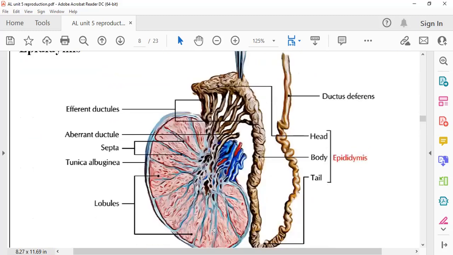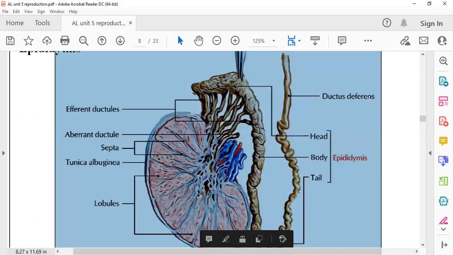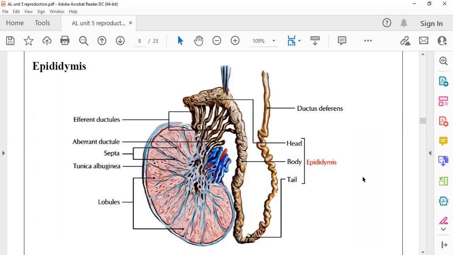Right. Now, it is time to discuss the epididymis. Can you see the epididymis in this picture? Yes, sir. It is the epididymis pointed here. There are three parts in the epididymis. What are the three parts? Head, body, tail. But I don't know whether it is mentioned to you in the notes.